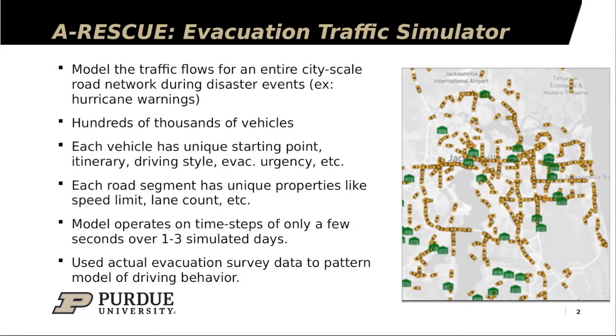Each vehicle has a unique starting point within the city. It may be a residential area. They have an itinerary. Maybe they can't just leave. Maybe they have to go from a residential area to a business area to pick up a family member, and then they can leave the city.